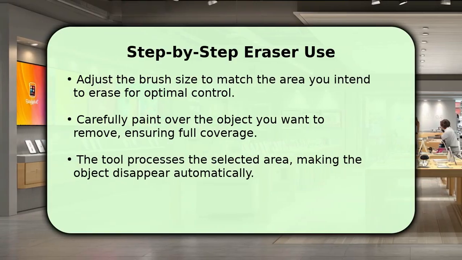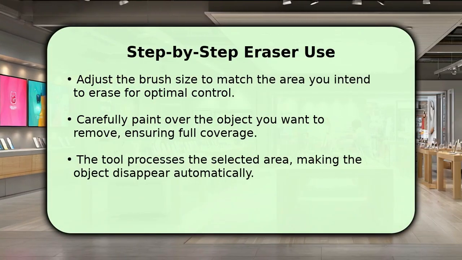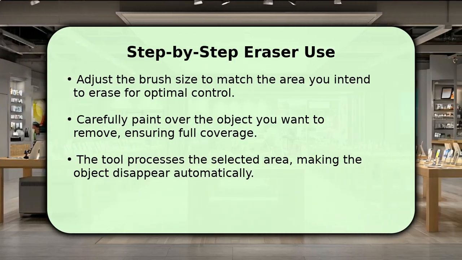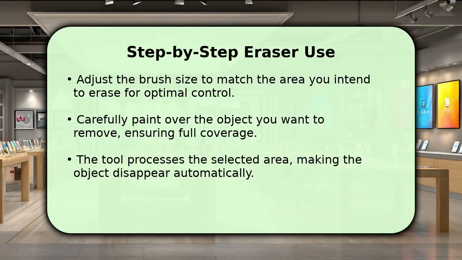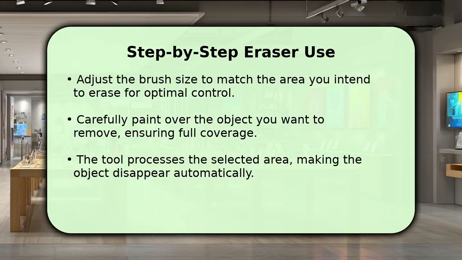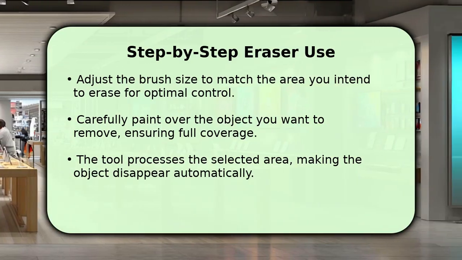Use the slider to adjust the brush size, making it larger for big areas or smaller for intricate details. Then, carefully click and drag your mouse over the unwanted object. The tool will process for just a few seconds, automatically analyzing the surrounding pixels to seamlessly fill the erased area. This provides a clean, professional result every time.